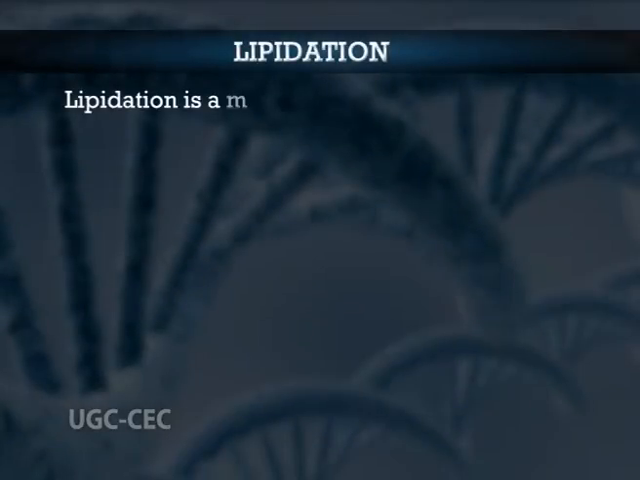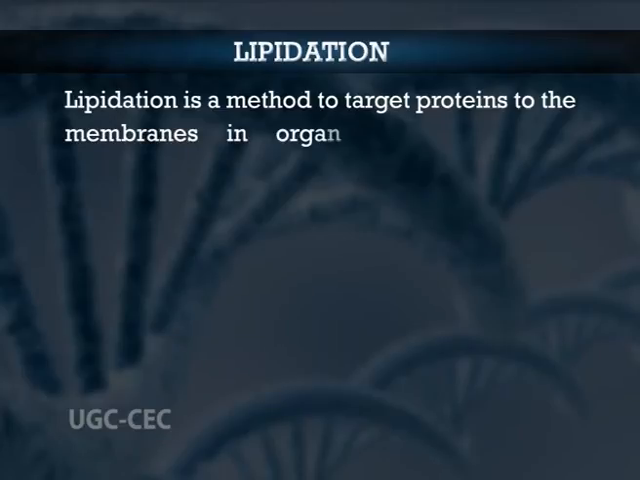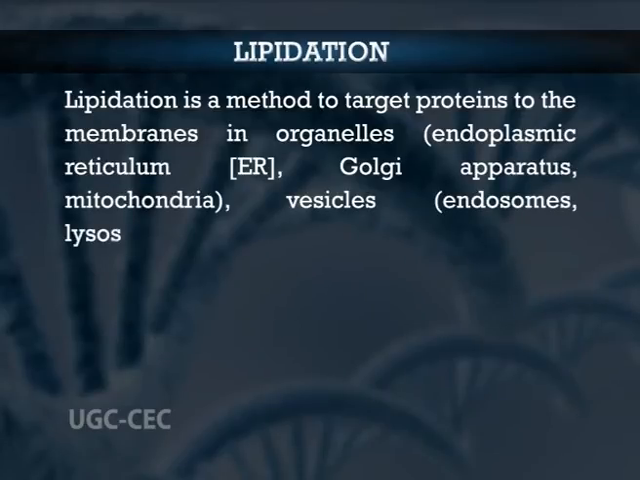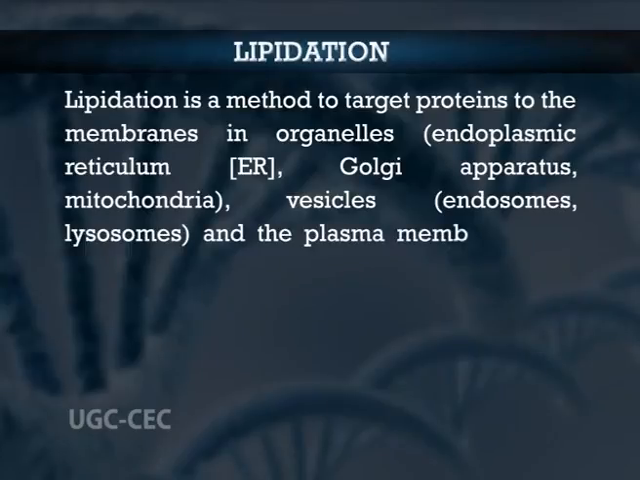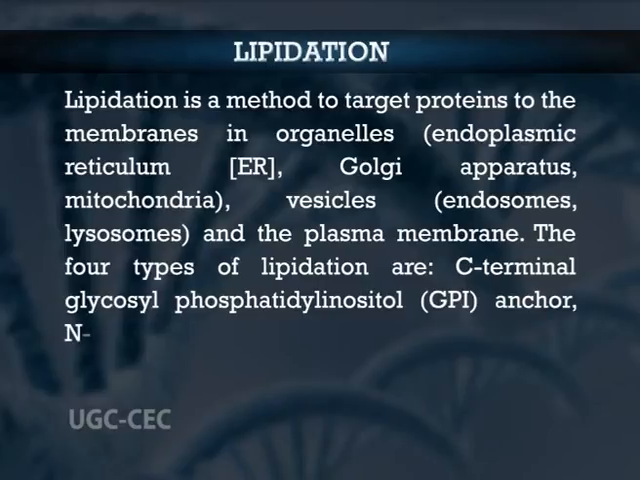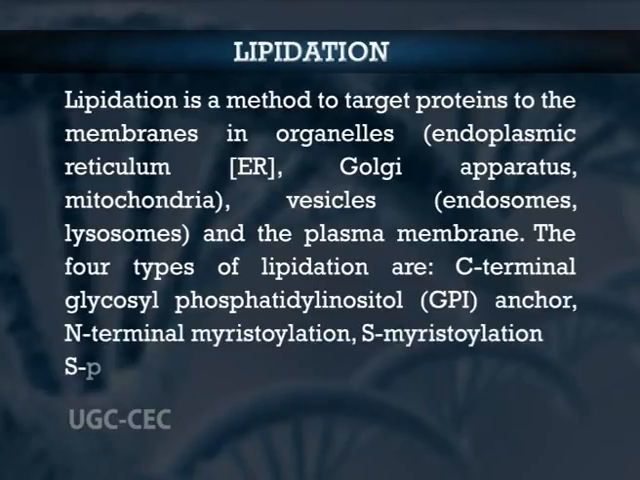Lipidation is a method to target proteins to the membrane in organelles such as endoplasmic reticulum, Golgi apparatus, and mitochondria, and vesicles like endosomes, lysosomes, and the plasma membrane. The four types of lipidations are C-terminal glycosylphosphatidylinositol anchor, N-terminal myristylation, S-myristylation, and S-prenylation.